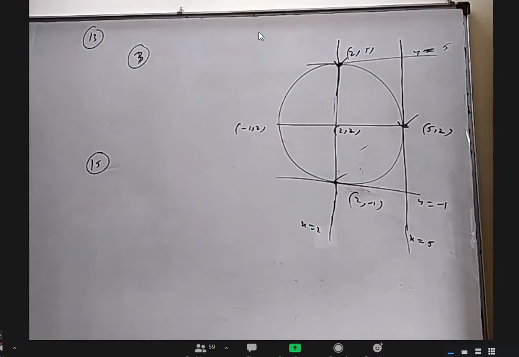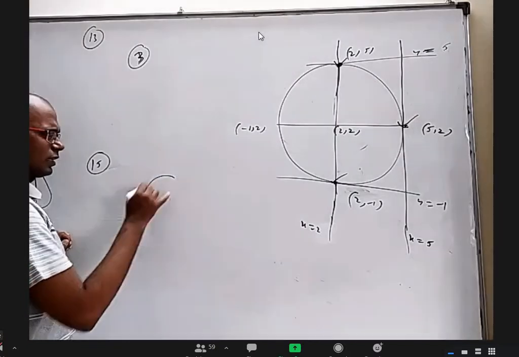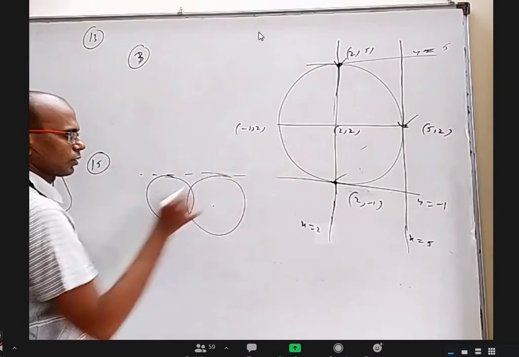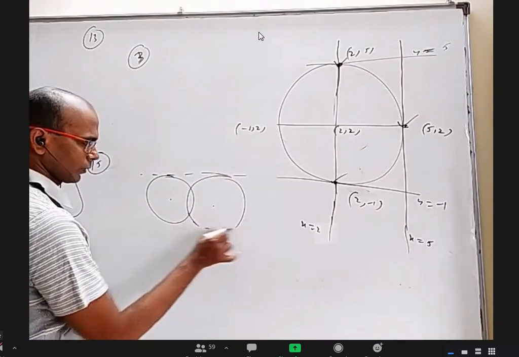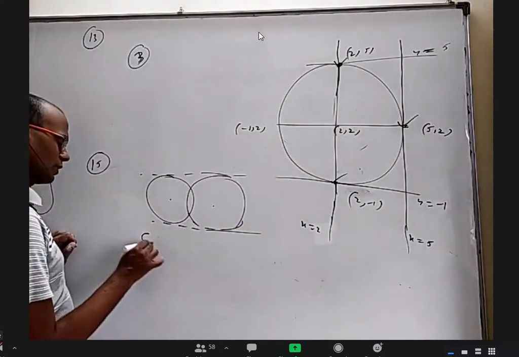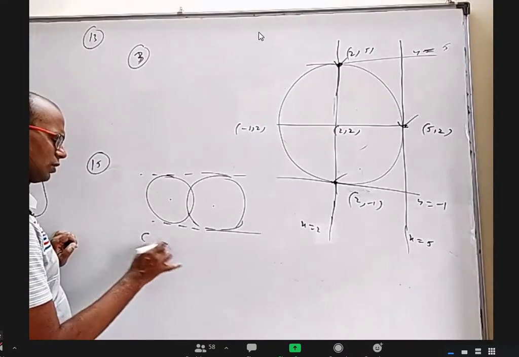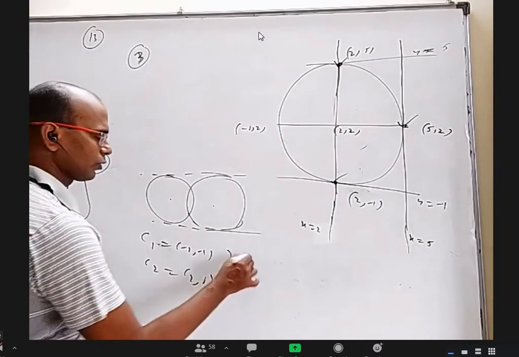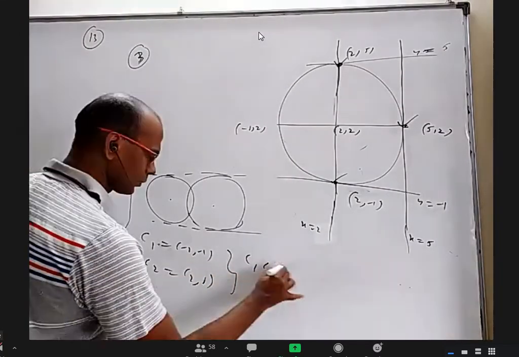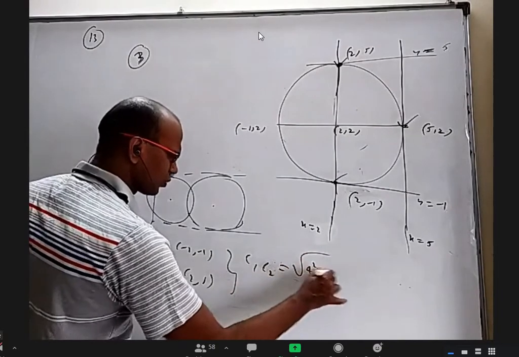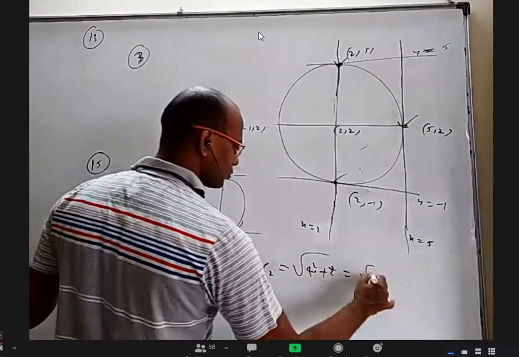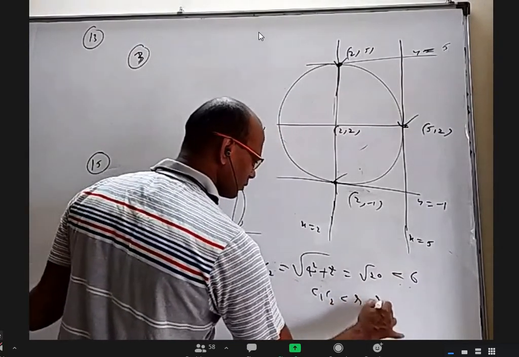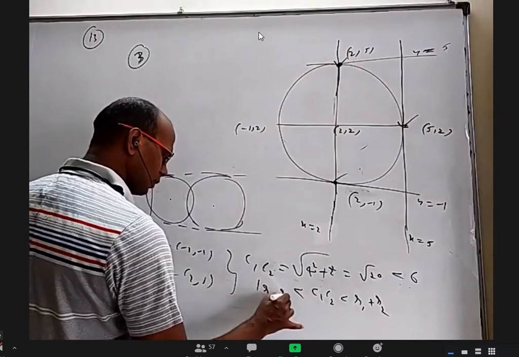If somebody asked the number of common tangents, people would have done this directly, but you see there are just 2 intersecting circles of the same radius, which is very easy to see. There are only 2 common tangents. Why? What is C1, C2? C1 is minus 2 comma minus 1 and C2 is 2 comma 1. When you find C1C2, it is root over 4 square plus 2 square, which is root 20, and that is less than 6. So C1C2 is less than R1 plus R2 and more than R1 minus R2.